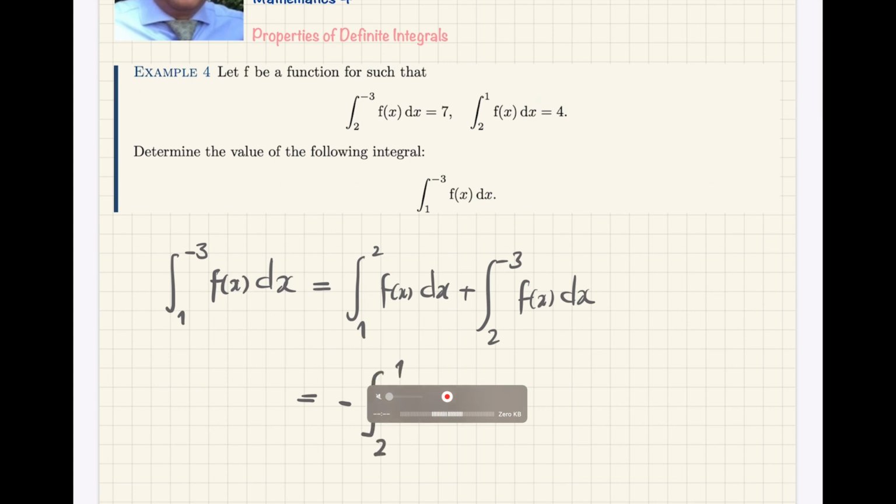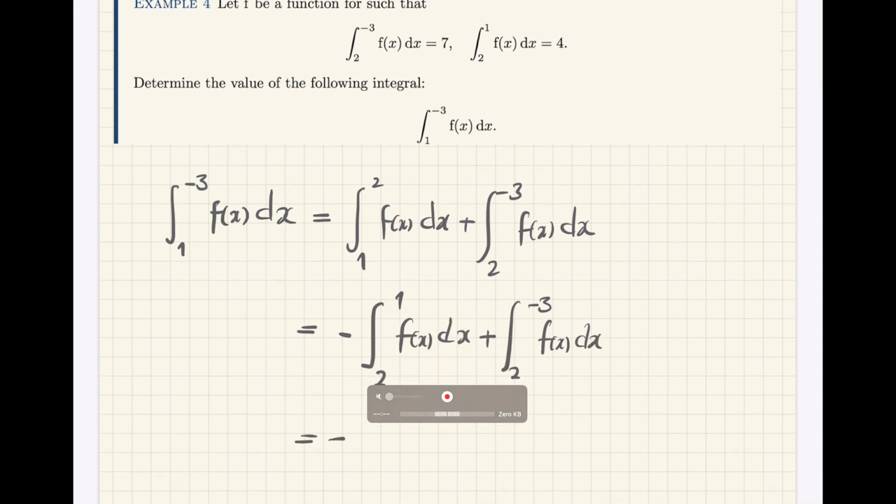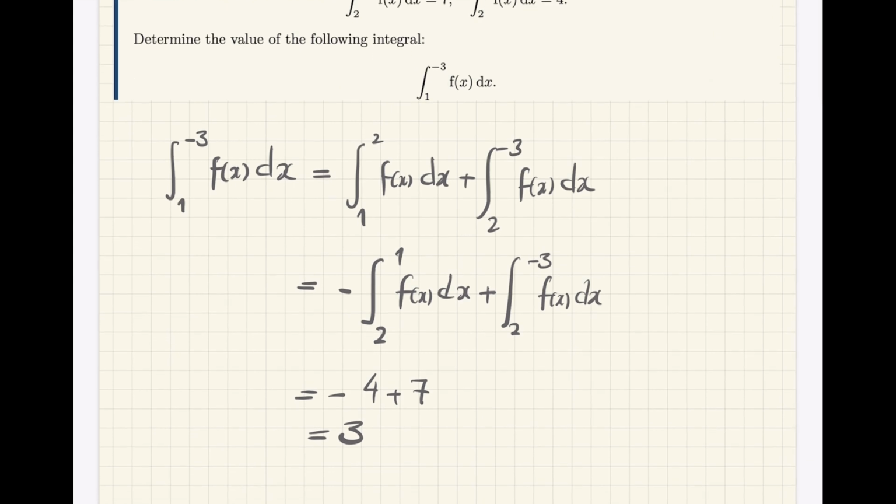Yes, and what is the next one? The next one is exactly as I want. Yes, and then it means that this becomes negative 4 plus 7, so the answer is positive 3. So I think it's very simple. It's very simple to see how to solve these problems. Any questions?